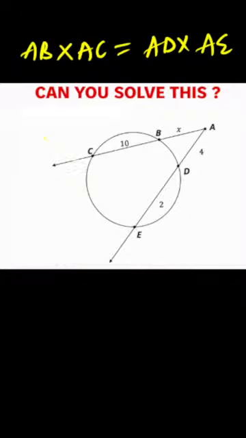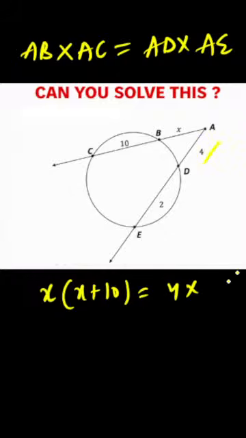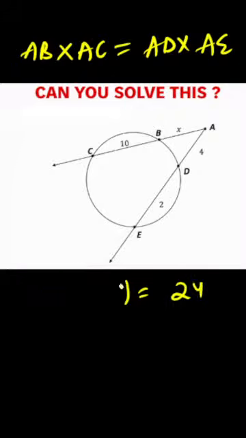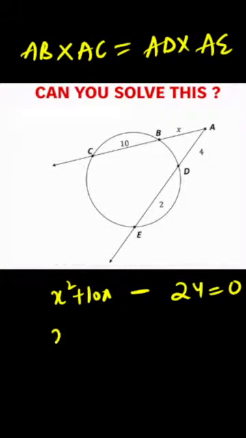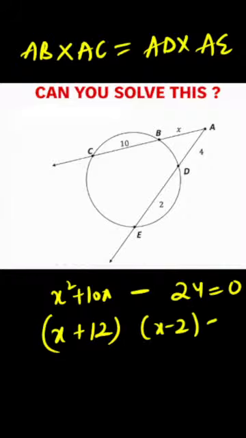Now AB is what? AB is x. AC is how much? X plus 10. Similarly here this is 4 and this entire length is going to be 4 plus 2, which is 6. Right? So what I'm going to get, this can be rewritten as 4 into 6 is 24, and this can be rewritten as x square plus 10x equals 24. I'm going to take it on the other side. This will become x square plus 10x minus 24 is equal to 0. On factorization, I'll be getting the factors as x plus 12 and x minus 2.